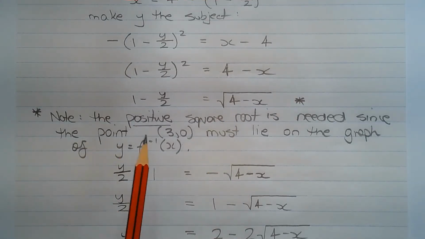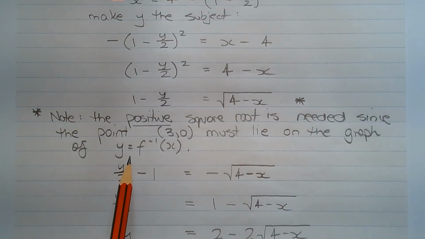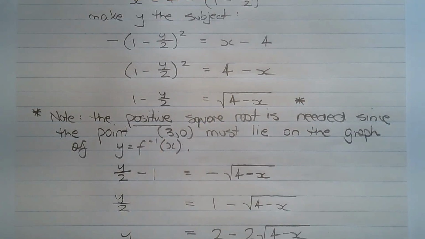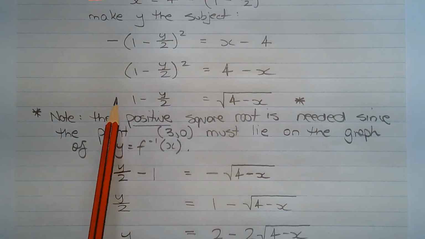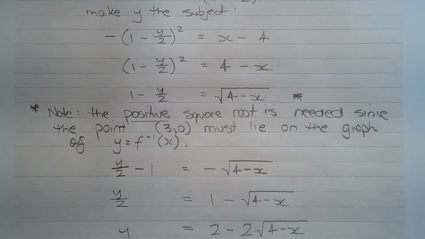Now note that the positive square root is needed since the point (3, 0) must lie on the graph of y equals f inverse of x. Since the original graph passes through a y-intercept of 3, that means the graph of the inverse must pass through an x-intercept of 3. And if we have the negative square root, then that point will not be on the graph. So from this line here, if we multiply both sides by -1 to make y positive, we have y over 2 minus 1 is equal to the negative square root of 4 minus x.